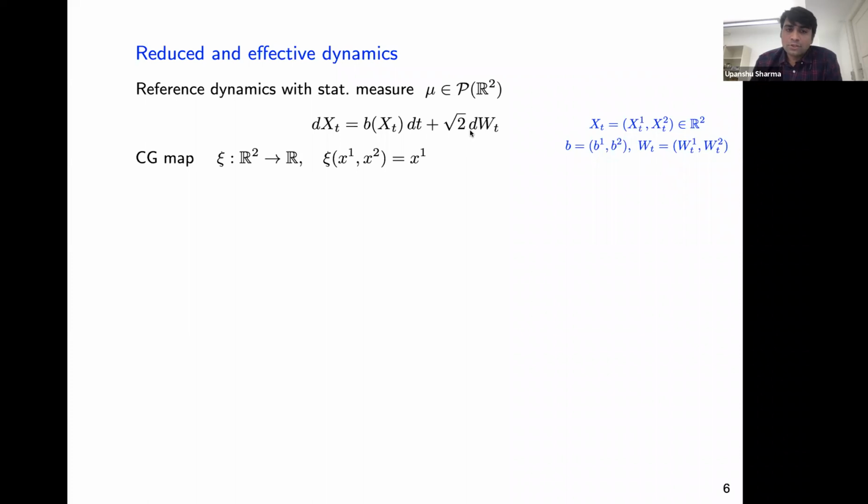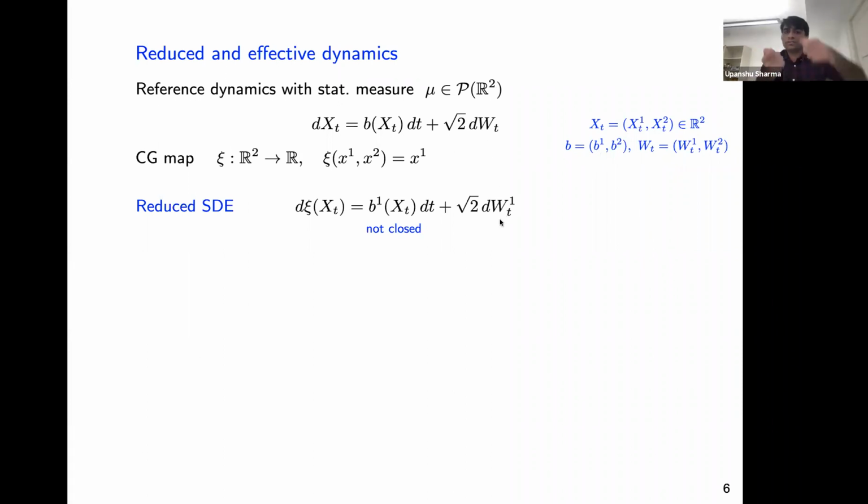Okay, so the first question is, what is the dynamics of ξ(X_t)? Well, that's easy. That's just the first coordinate, right? Because we're projecting onto the first coordinate. So you get dX¹_t is the first coordinate of your drift, b¹, and the first coordinate of your noise. So the noise is not two-dimensional, it became one-dimensional noise. The problem is you can't really work with this. I mean, b¹ depends on both X¹ and X². So you can't really work with this. It's not closed.